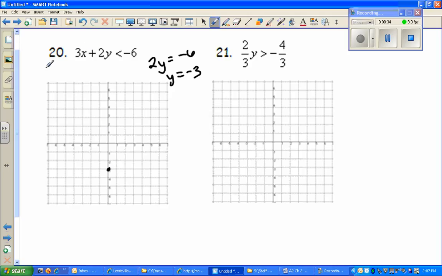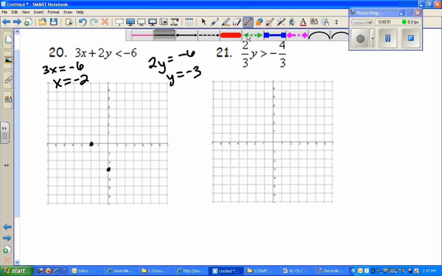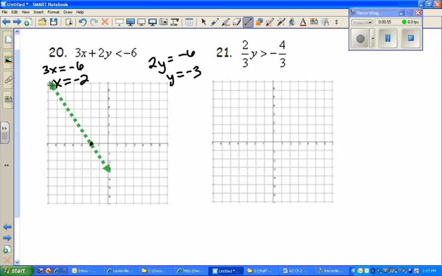For the x-intercept, you cover the y, and you would see that 3x, and pretend that that's an equals again, equals -6. Divide by 3, x is -2. So on the x, we need to go to -2 and make a dot. Now, since the inequality does not have the equals bar underneath it, it is going to be a dotted line. So I need to connect these two with a dotted line.